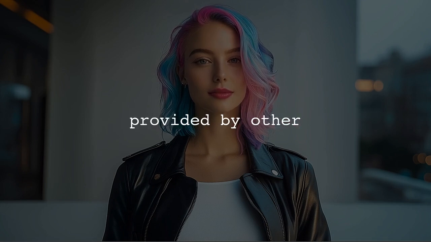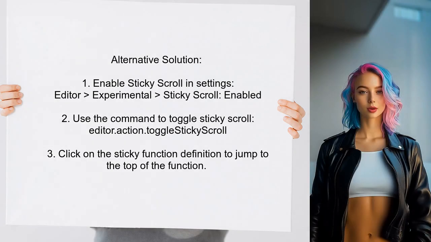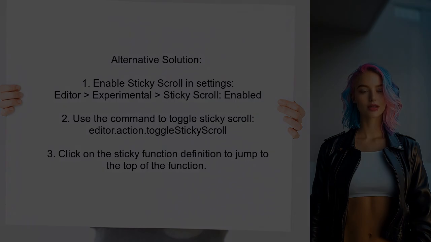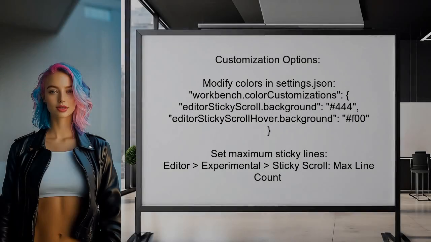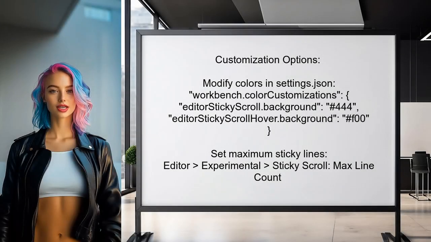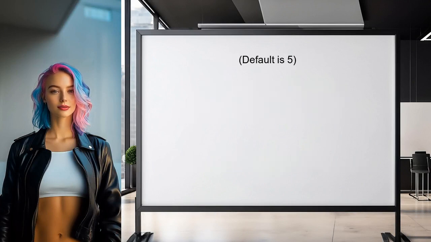Now, let's look at the answers provided by other users. Another user suggests using the sticky scroll feature in VSCode. This feature allows you to see the current function scope at the top of your editor window, which can be very helpful when working with long functions. Sticky Scroll was introduced in version 1.70 and will become a standard feature in version 1.71. You can customize its appearance in your settings.json file.